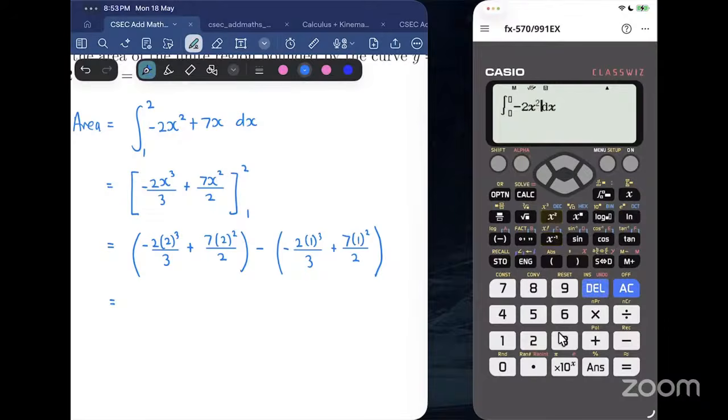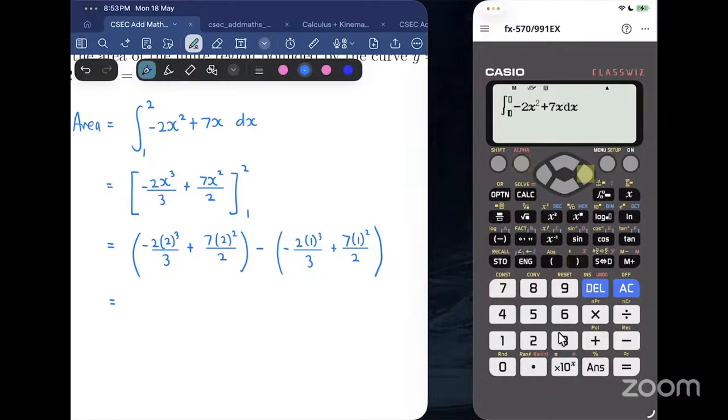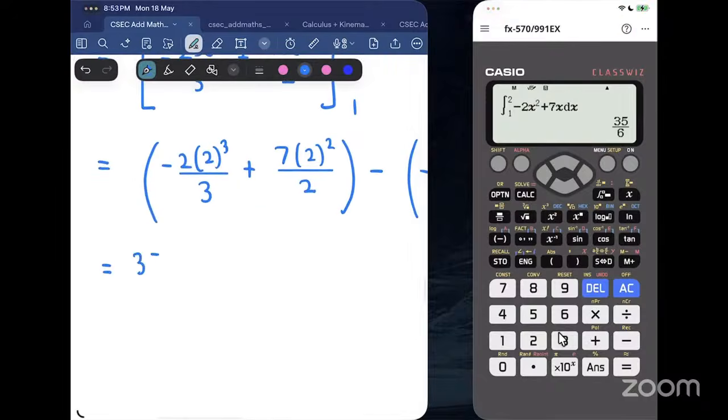Since it's not the same one. It's the ClassWiz one. You have the ClassWiz as well? Yeah, but not that one. The 991 ClassWiz. Wait, so the final answer should be 35/6. I'm just saying that. Okay. I'll figure it out one day, so don't worry.